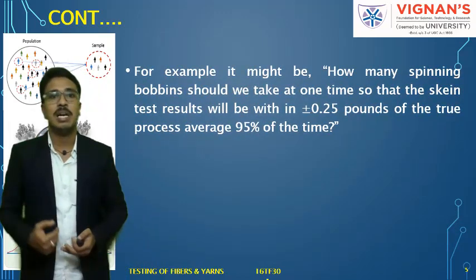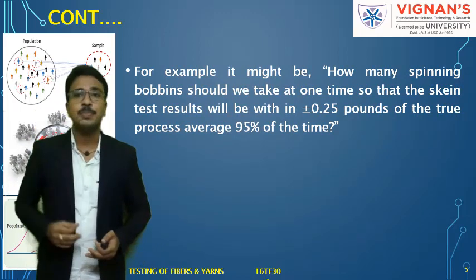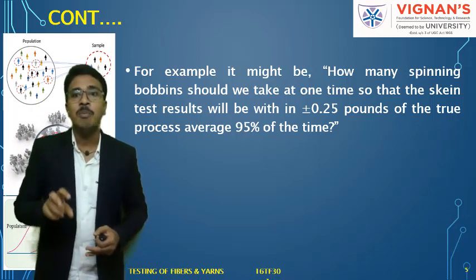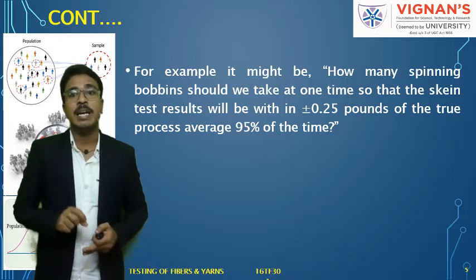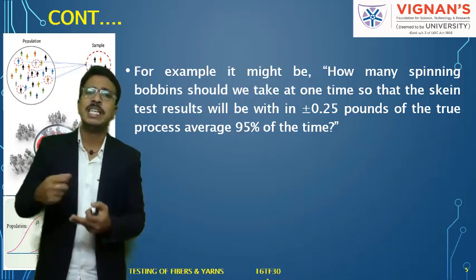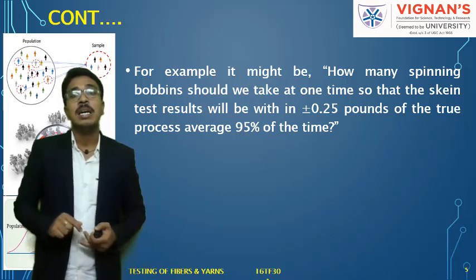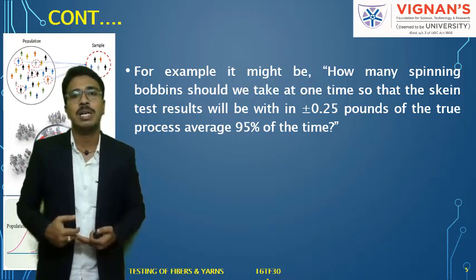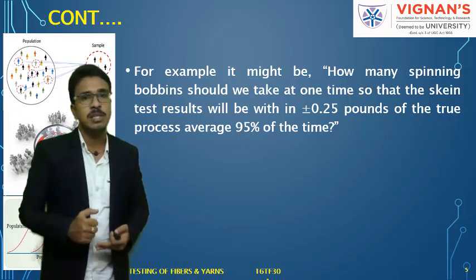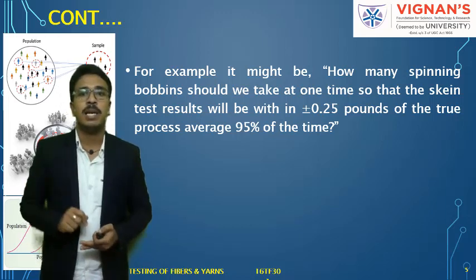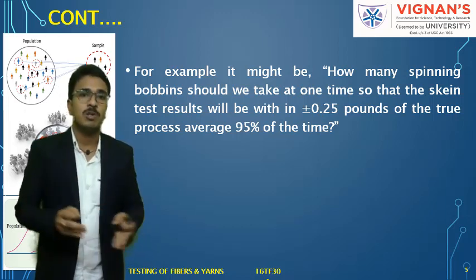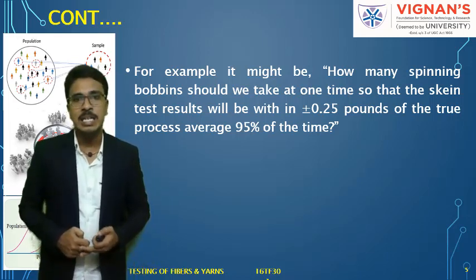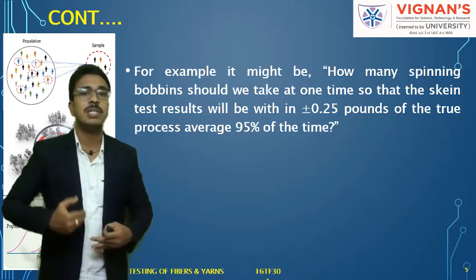So how to ask this? For example, how many spinning bobbins? This example is related to spinning. How many spinning bobbins should we test at one time, so that the skein test results, skein being loose yarns or loose threads, which we also call a lea, will be within 0.25 pounds of the process average with a probability of 95%? Understand? We can ask the question like this.